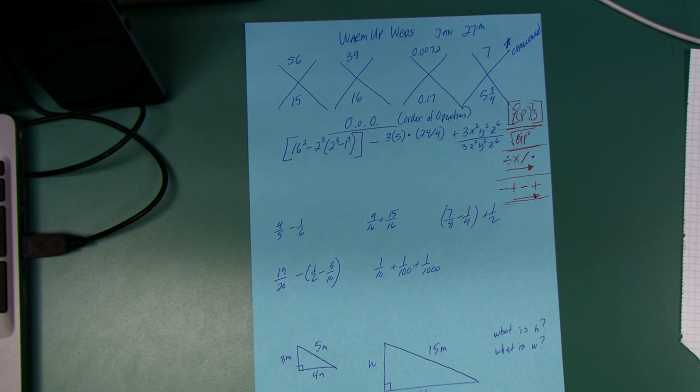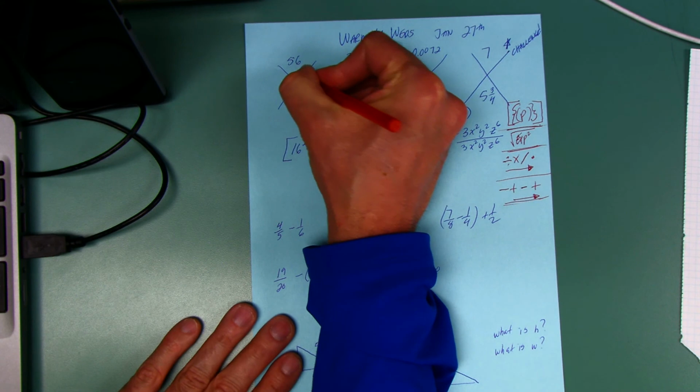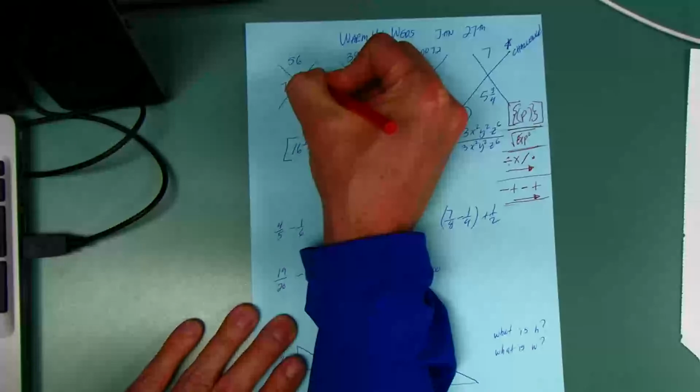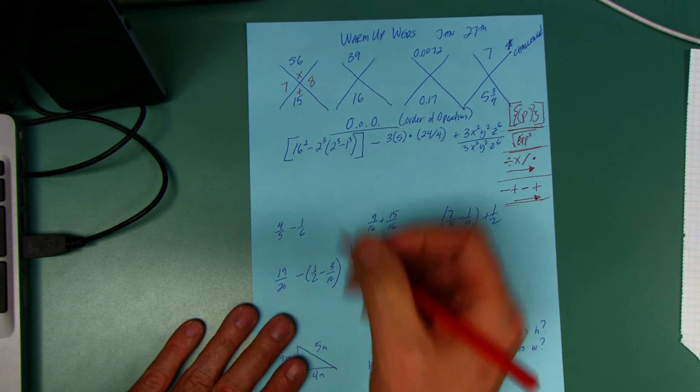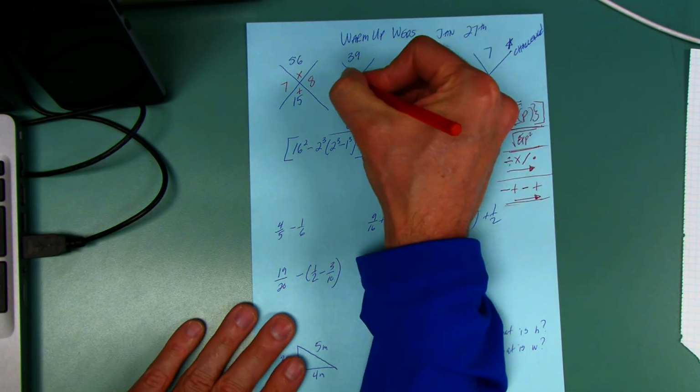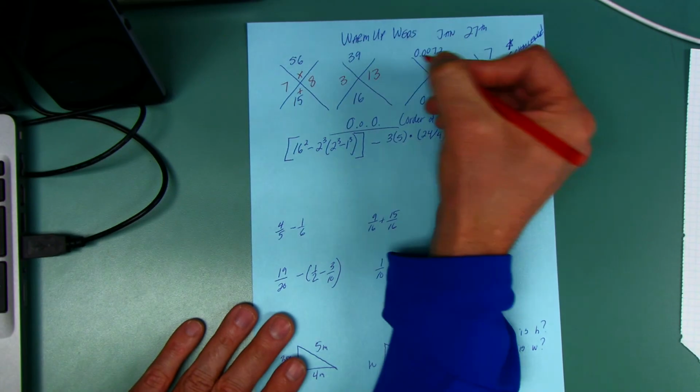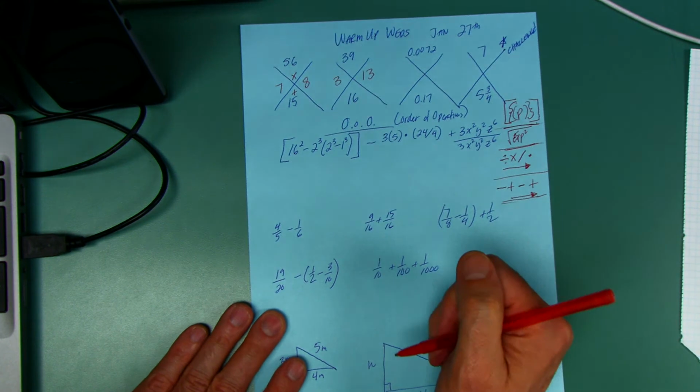Wow, that sure was a fast bit, right? All right, diamonds. What two numbers have a product of 56 and a sum of 15? 7 times 8, 7 plus 8. How about 39 and 16? 3 times 13 is 39, and 3 plus 13 is 16.